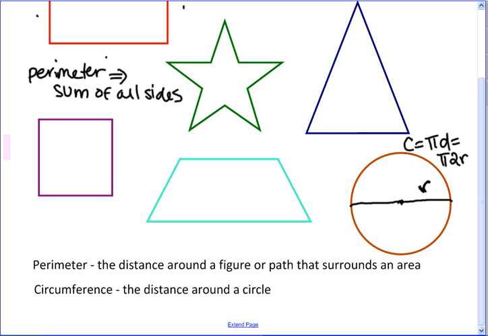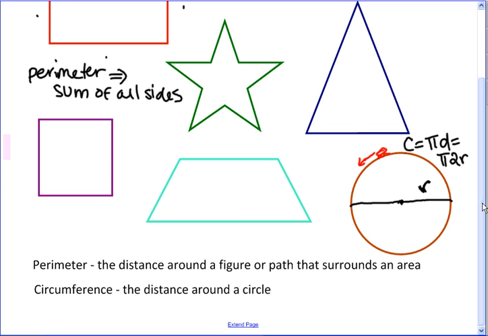So when you're talking about circumference, if I were an ant and I start walking along this circle in this direction, how far have I walked when I get back to my starting point? And so that's what circumference is going to be. The rest of it is just adding up the sum of all the sides.